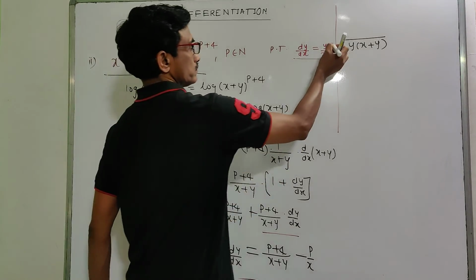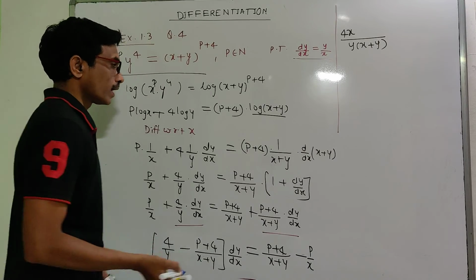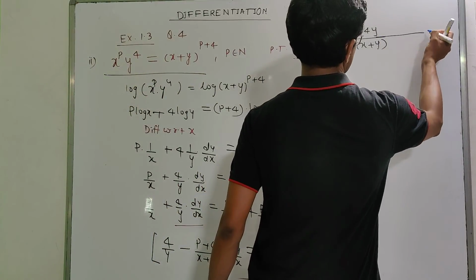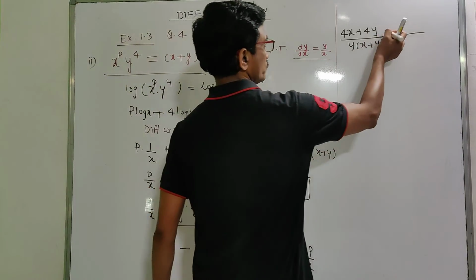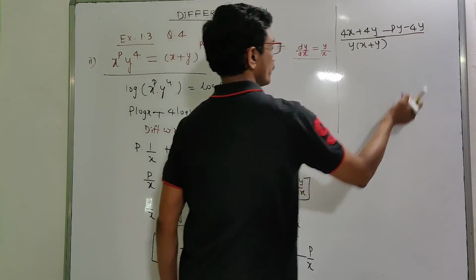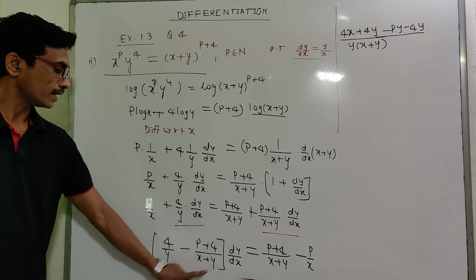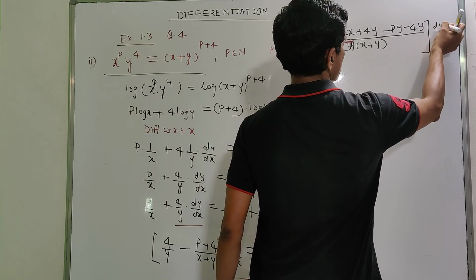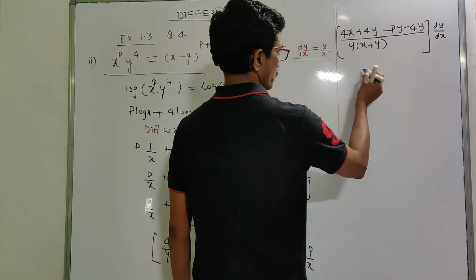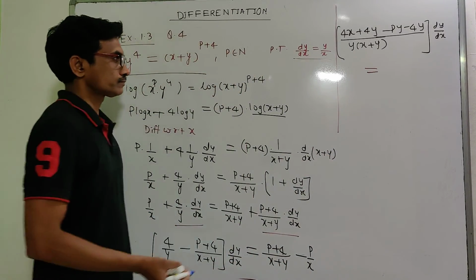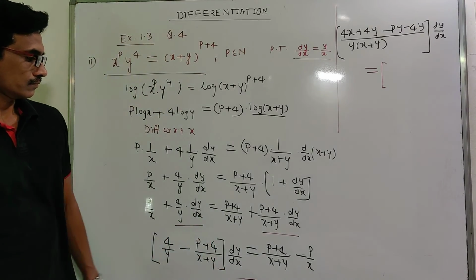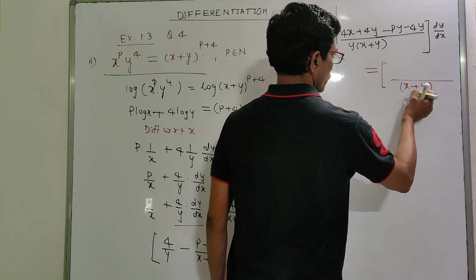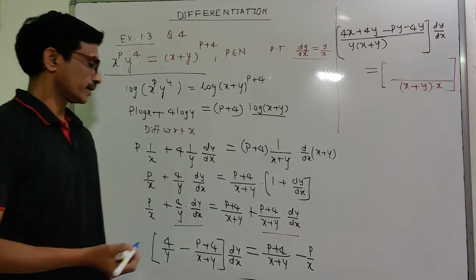The numerator is 4x plus 4y minus py minus 4y, into dy by dx is equal to, right hand side, the LCM of the denominator is again (x plus y) into x. The numerator is 4x plus px minus 4x minus px minus py.